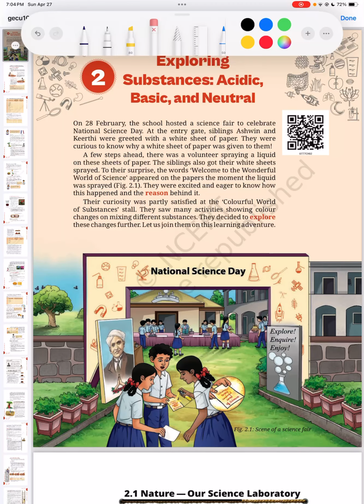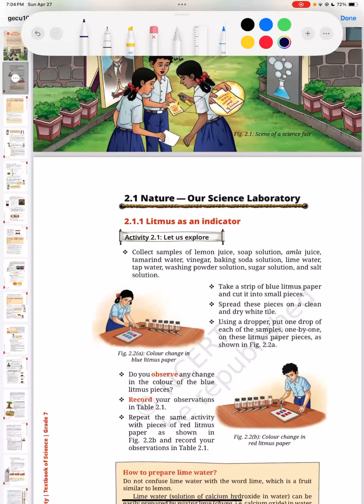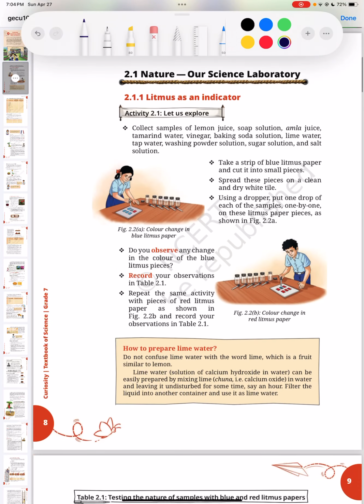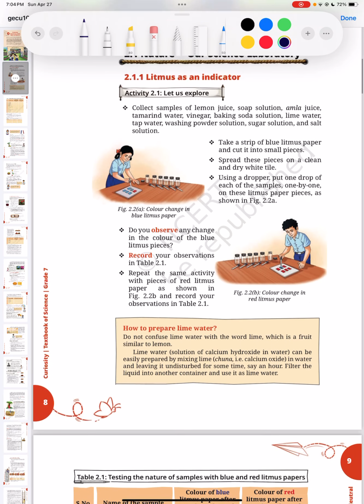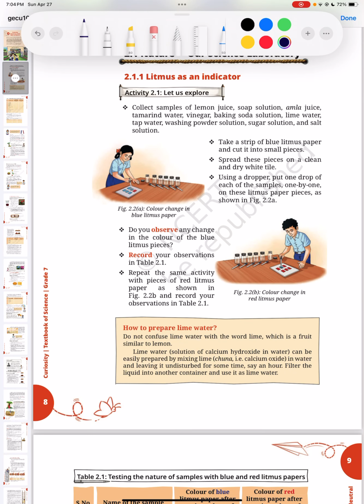Okay, so this is chapter number 2 in the new science textbook of grade 7 from NCERT, the Curiosity textbook. And in this chapter, we are going to study acids, bases, and neutral substances. All right, so let's get straight into it. The chapter starts with a fun activity about what happens when you use litmus on different kinds of substances.